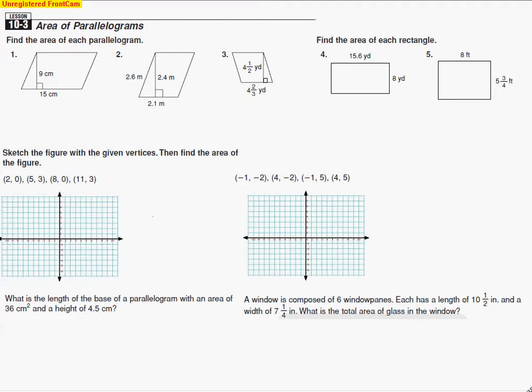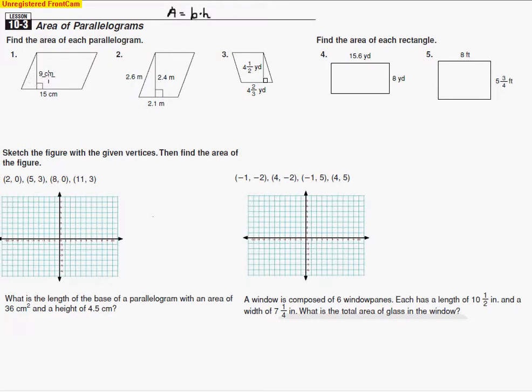Today we are going to find the area of parallelograms. Let's take a look at our formula real fast. Whenever we're dealing with the area of a parallelogram, we're taking a look at the base and the height. So our area formula is base times height. The base and the height are connected by a right angle symbol. So you have to be careful.